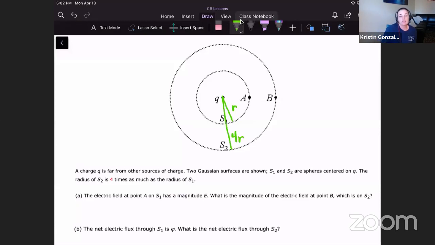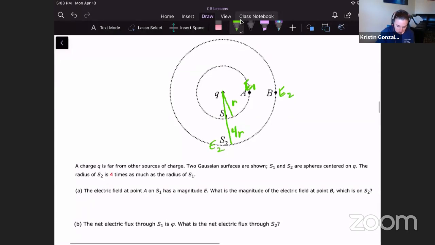Okay, so I want you to take a second here and explain how the electric field compares at surface 2. If we know that the electric field at surface 1 is E1, what is E2 compared to E1? Then also compare the flux through surface 1 and surface 2. I'm going to give you just a second. If you can give me those two answers, then we'll go over it.